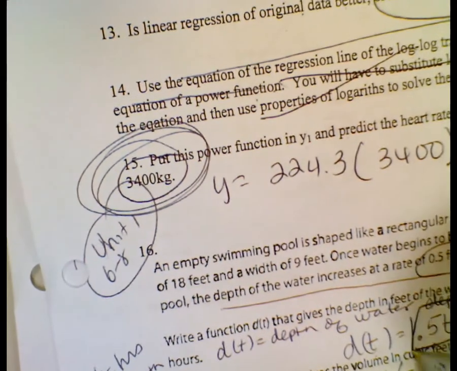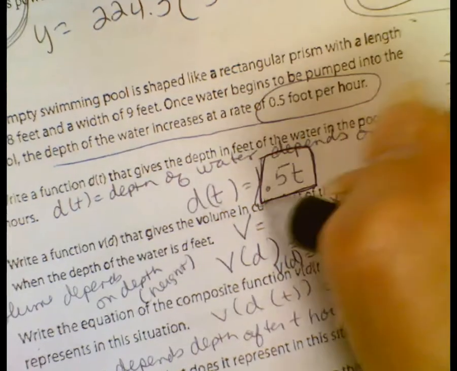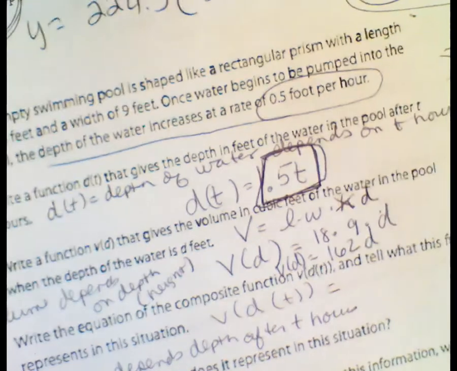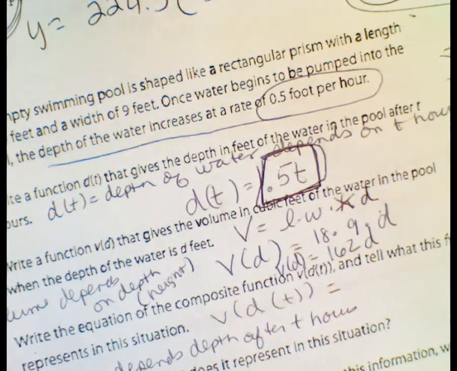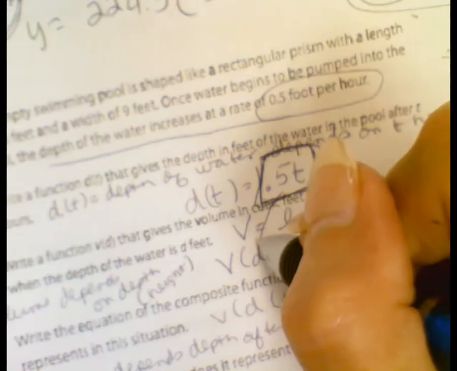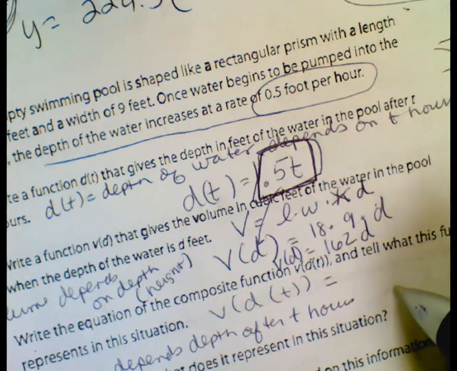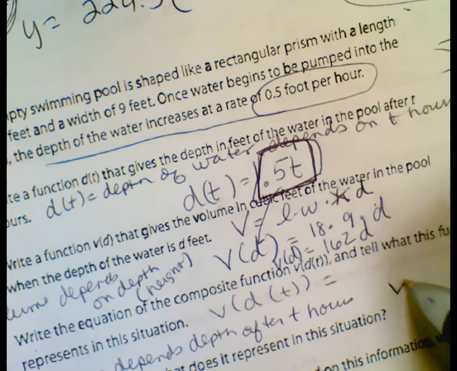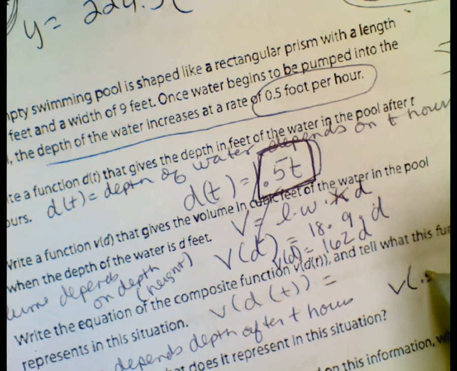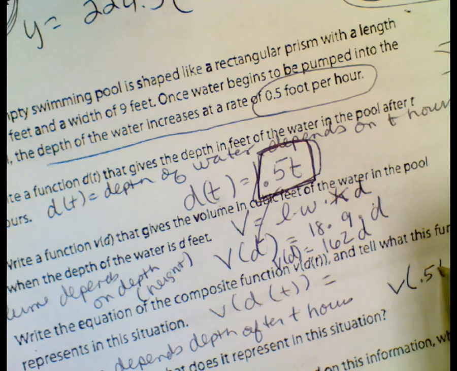So what was D of T? D of T was right here, 0.5 T. D of T is 0.5 T. We're going to plug that in to this formula right here, D. So V of D of T is really V of 0.5 T.